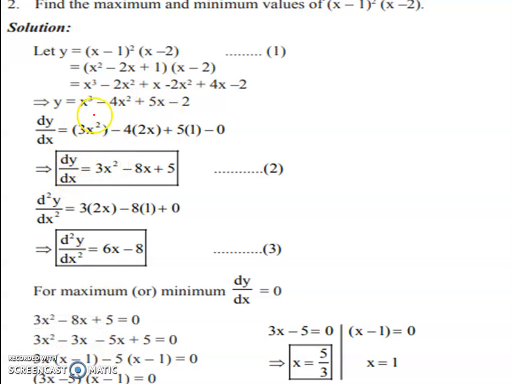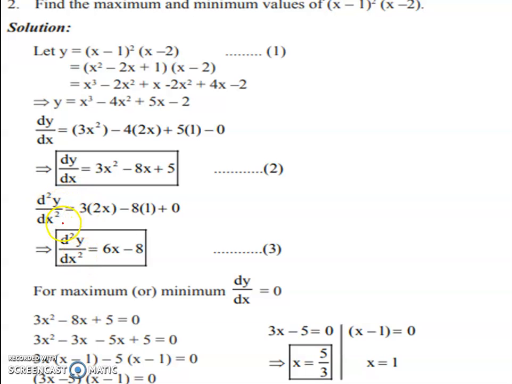So the derivative of x cube is 3x square, the derivative of x square is 2x, the derivative of x is 1, and the derivative of a constant is 0. So 3x square minus 4 twos are 8x plus 5 is the derivative. We have to differentiate with respect to x.